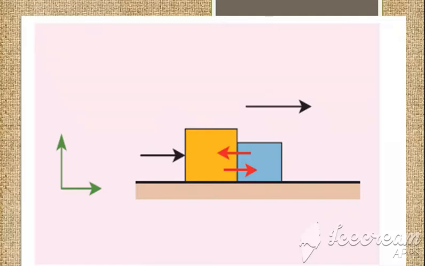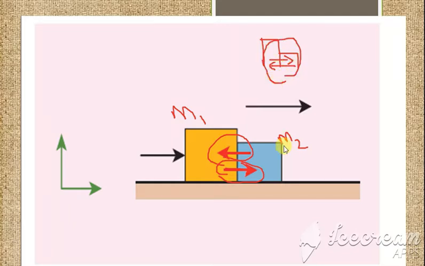First, these are two objects. This is mass m1 and this is mass m2. Whenever you consider two objects to be in contact, there is a force exerted on both objects. When two objects are in contact, there is always a force between them. Similarly here also, it is exerting a force like this.